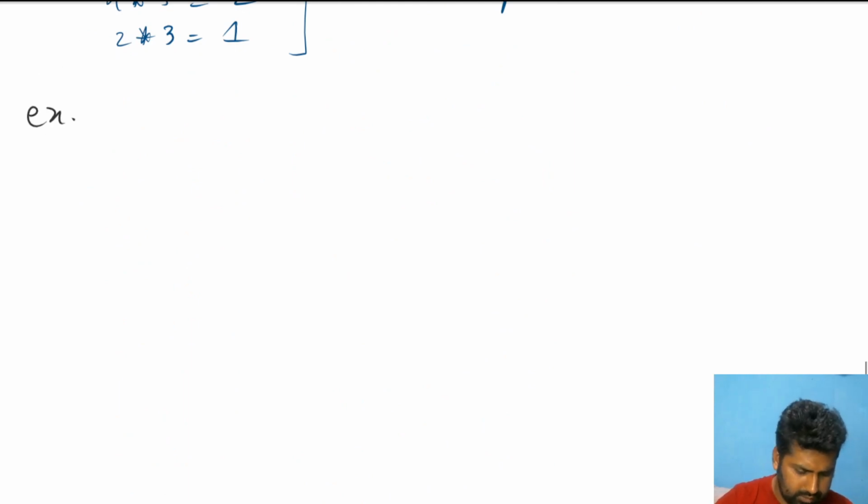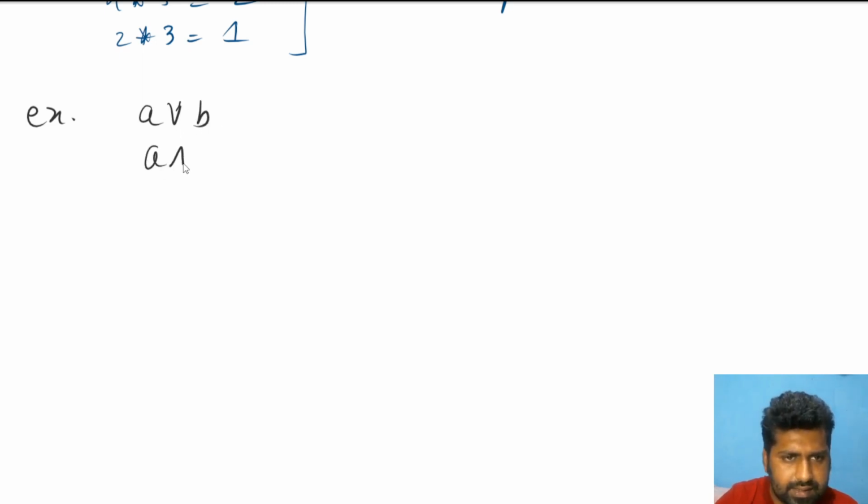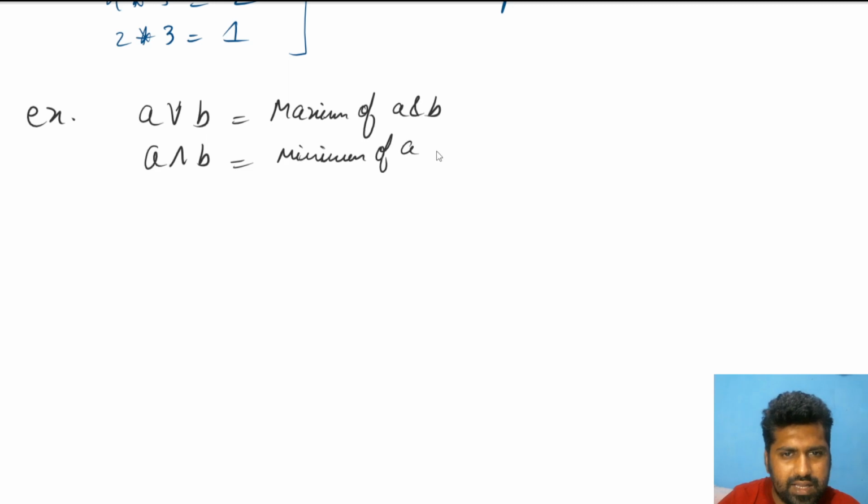Let's take another one. There are certain two functions. One is A, like this, B. The symbol can be in any form. And then there is A like this, upward arrows. This is called maximum of A and B. This is called minimum of A and B.